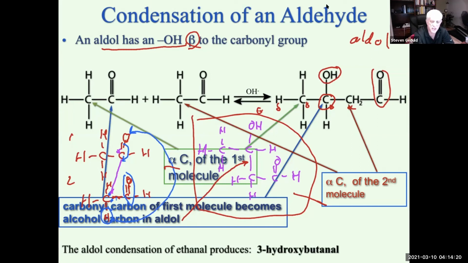Okay, the aldol condensation of ethanal produces 3-hydroxybutanal. That's the name of this compound right here. Butanal, there are 4 carbons. 3, there's a hydroxy group. So 3-hydroxybutanal, all single bonds, ending in -al because this is an aldehyde. Again, the aldehyde and the alcohol are 2 functional groups. The aldehyde becomes the main one because it's the most oxidized of the 2 functional groups. So we end up with 3-hydroxybutanal from the condensation of an aldehyde.